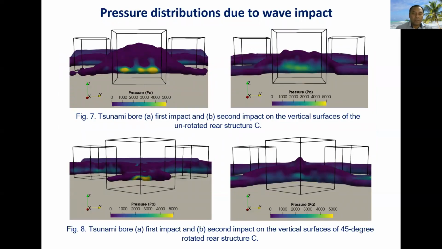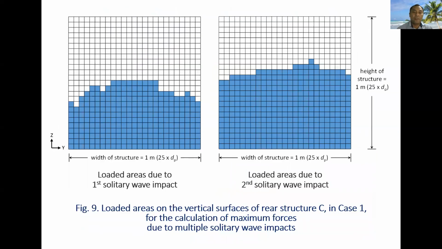Figure 7 and Figure 8 show the detailed pressure distribution on the vertical surface of the rear structure C. The pressure distribution can help the structural engineer to predict the most vulnerable part of the structure during the impact. Figure 9 is an example of the detail of loaded areas at the vertical surface of rear structure C in case 1. The second wave impacted larger areas at the time where the force is maximum.